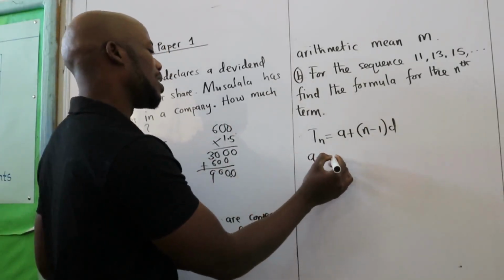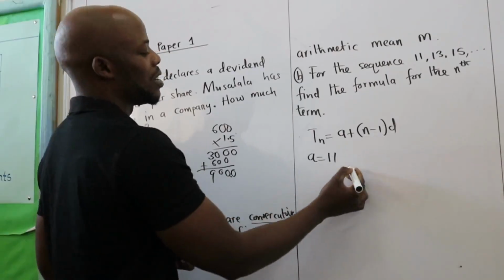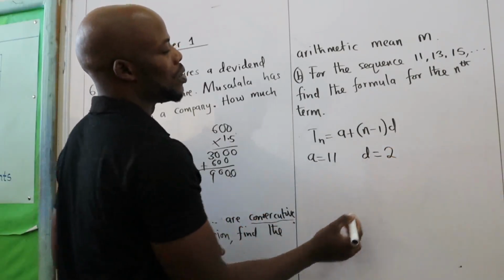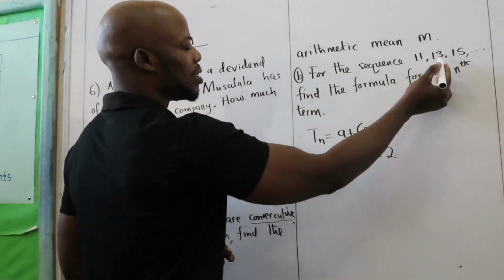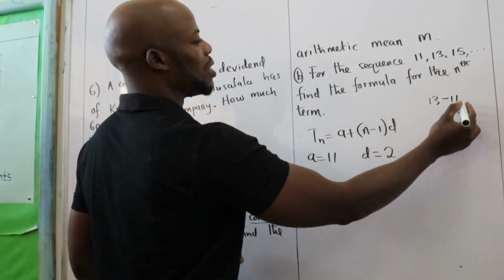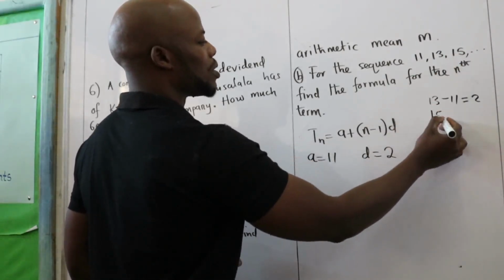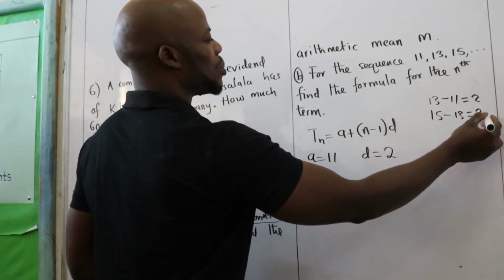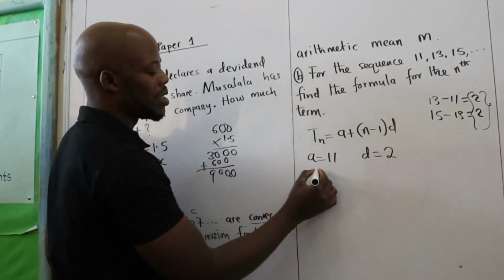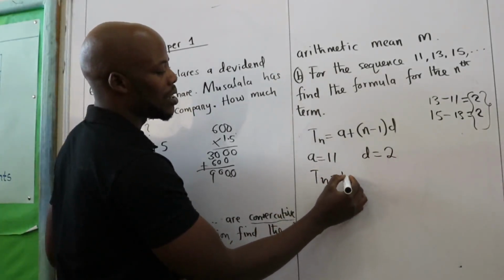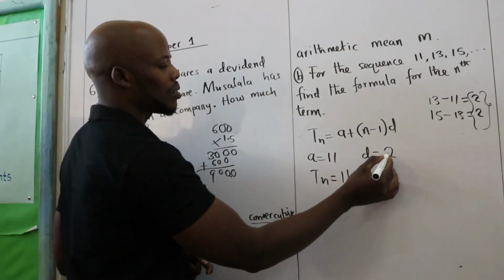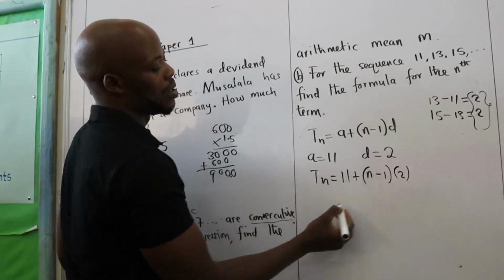So we say, what is our a? Our a is the first term, which is 11. And what is our d? Our d is 2. So how did I find these two? You just check. You get the number which is to the right side, for example, 13 minus 11. The answer will be equal to 2. The same here, 15 minus 13. You still get a 2. So this is our d over here. So we can plug in. It will look like this. Our a is 11 plus our n will maintain, and our d is 2 there.